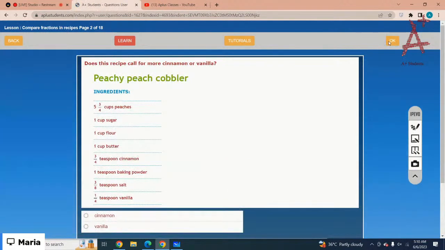Okay, the next one: does this recipe call for more cinnamon or vanilla? Which is the correct option? 3 by 4 teaspoon of cinnamon and 1/4 teaspoon of vanilla. So which is more, 3/4 or 1/4? 3 by 4 is more. That means you need more cinnamon than vanilla. Got it? The correct option is cinnamon.